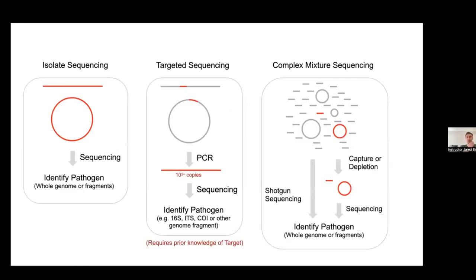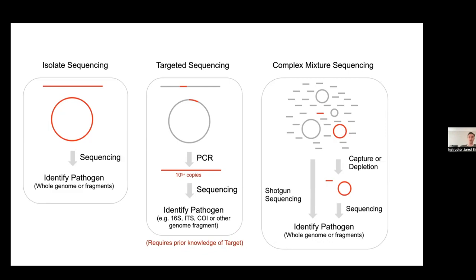So let's talk about sequencing in a little bit more detail. The easiest way, and by far the most straightforward from the analysis point of view, is just sequencing isolates. Here we've managed to isolate the pathogen or the genome of interest, usually through doing something like culturing a bacteria, and then just sequencing and assembling the genome or aligning it to some reference database to identify what was there.